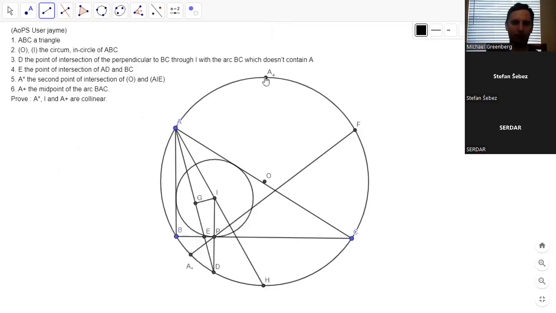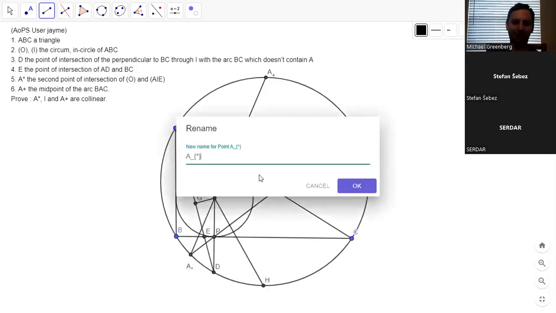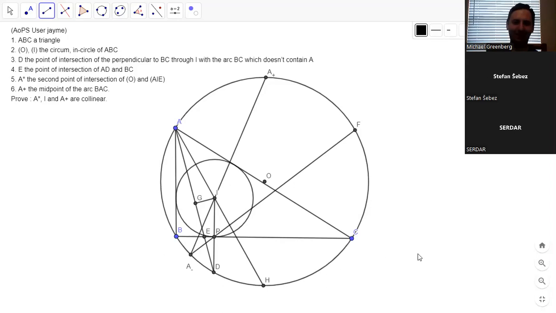Do you want me to draw? So yeah, we know a couple things. Do you want me to draw the mixtilinear incircle, or just we know that that's what it is? Yeah, we don't need the circle. Okay. So yeah, instead of A star, I could call this A plus. I'm running out of A's. There we go.